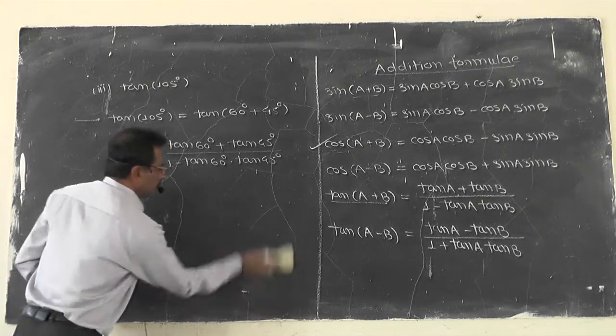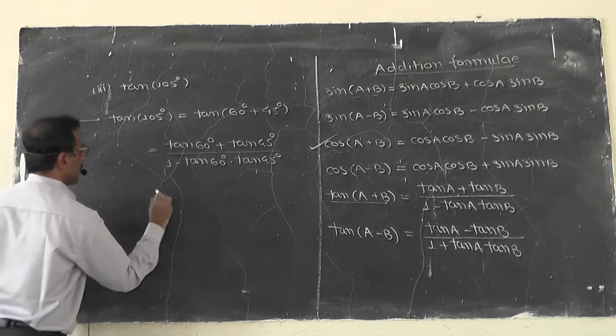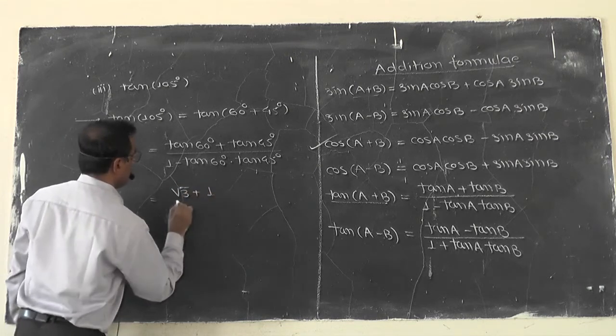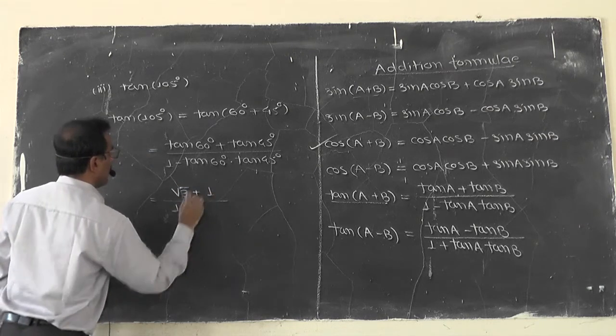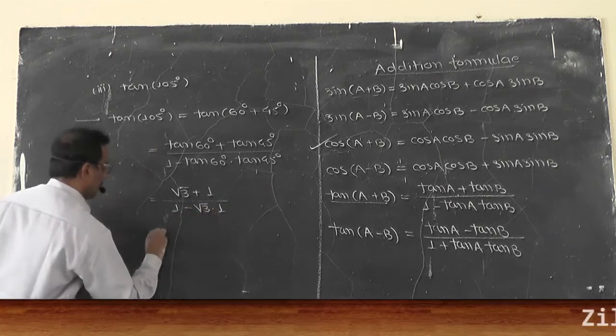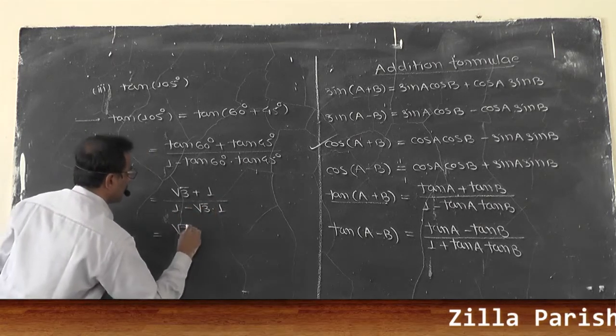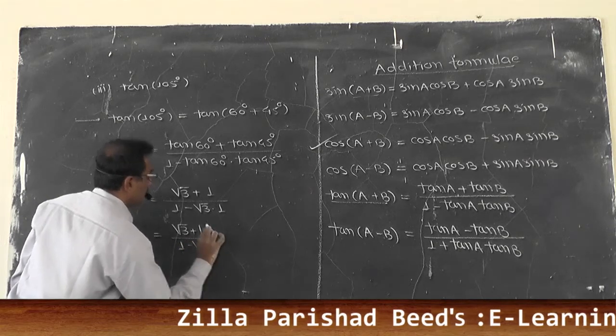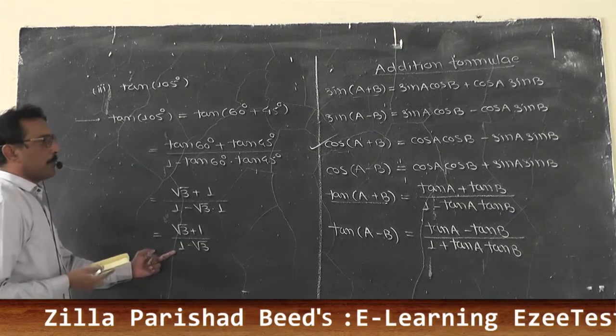You know all the values of these trigonometric functions here. Tan 60 means how much? Root 3. Tan 45 means 1. So in 1 minus tan 60, tan 60 is root 3 and tan 45 is 1. So what is your final answer? Root 3 plus 1 upon 1 minus root 3. This is your final answer.